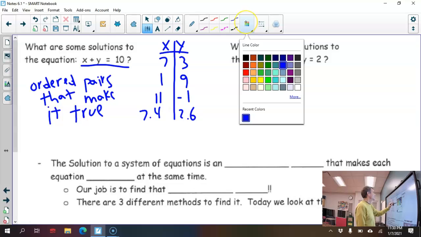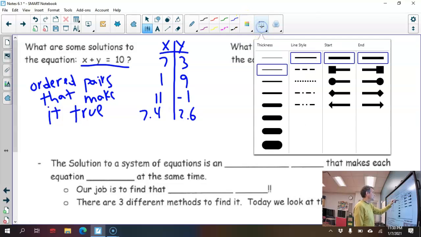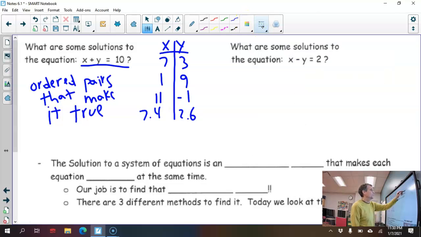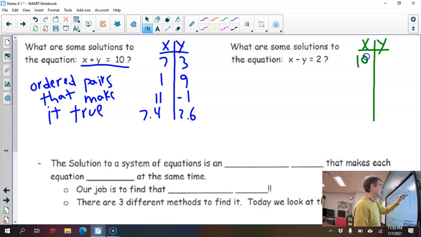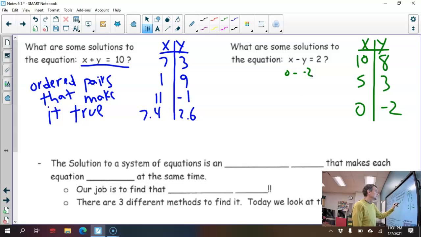I have a second one here. How about some ordered pairs that make this equation true? I guess 10 and 8 would work, right? Or 5 and 3. Or if we want to get tricky, 0 and -2, right? 0 minus -2 would actually equal 2. There's some ordered pairs that make that true.